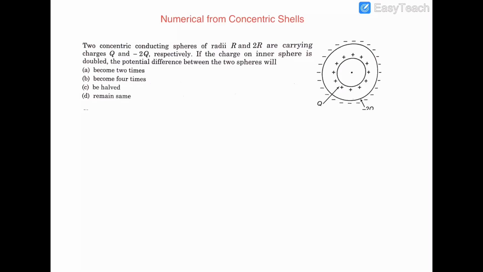In this video, we will be solving some numericals from concentric shells. Before starting with these numericals, you must have watched the earlier video in which the potential on concentric shells is discussed. So our first question is, here we are given two concentric shells of radius r and 2r.